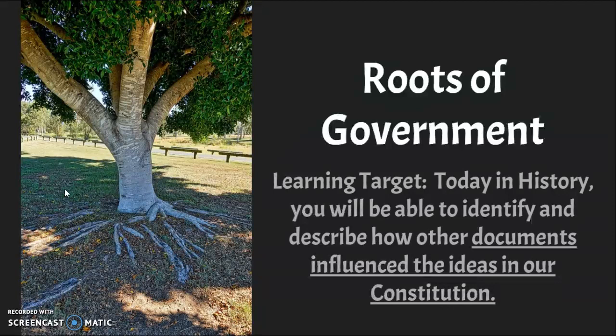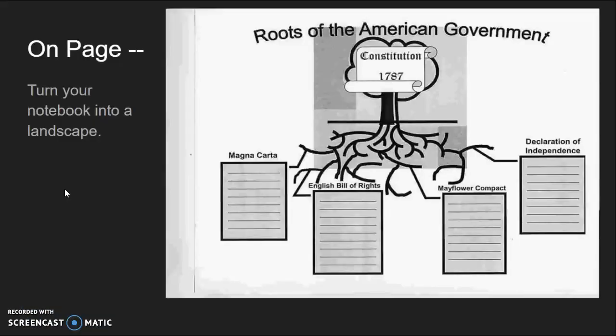And here we go. Now, the first thing you're going to do, you're going to turn to the page indicated by your teacher, and you're going to title this page Roots of American Government. This is where we got a lot of our ideas to make sure that our government was best for our people. So you're going to title this Roots of Government, as I said before.